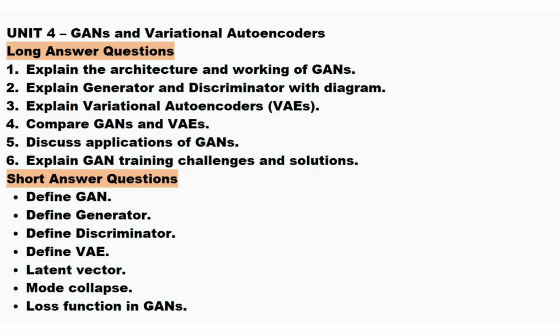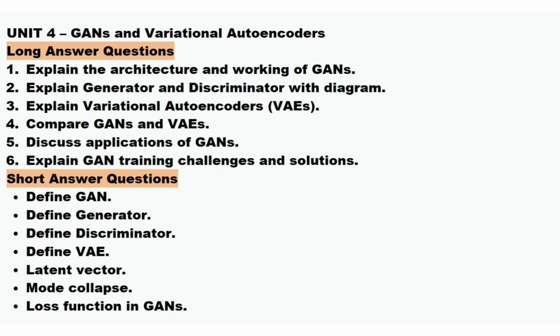Explain generator and discriminator with diagram. Explain variational autoencoders, that is VAEs. Okay, so now coming to the fourth one, compare GANs and VAEs. Discuss applications of GANs. Explain GAN training challenges and solutions.